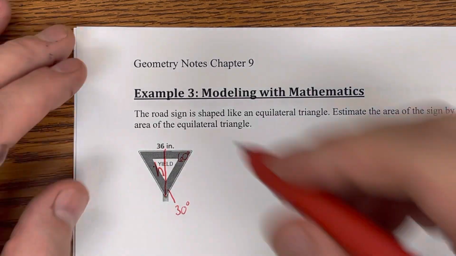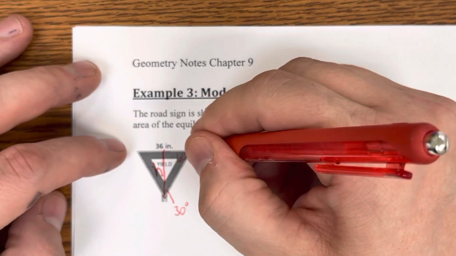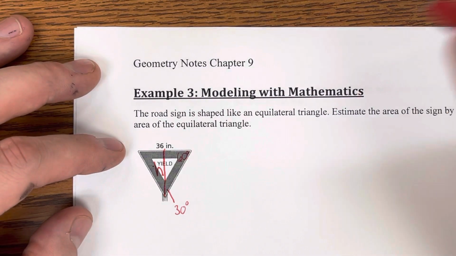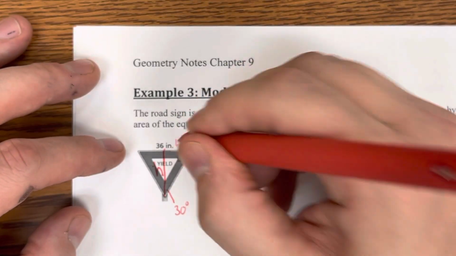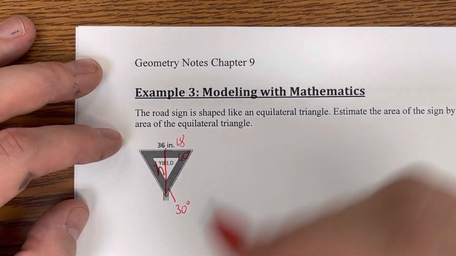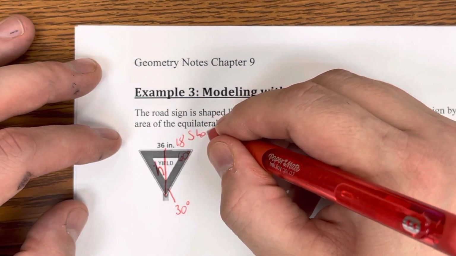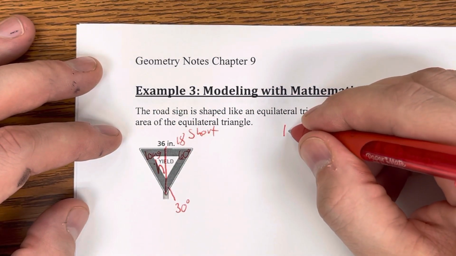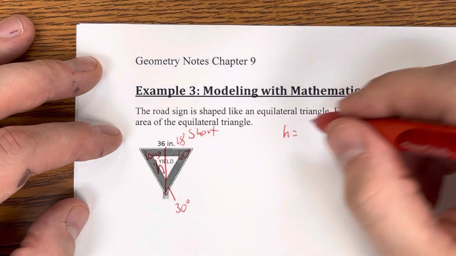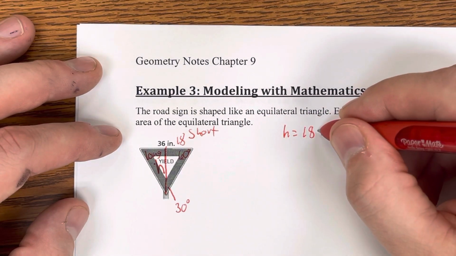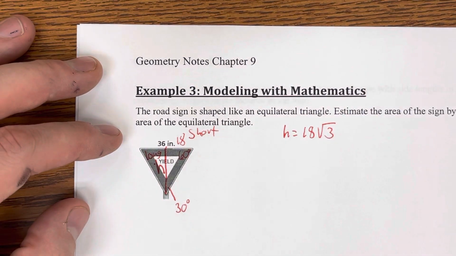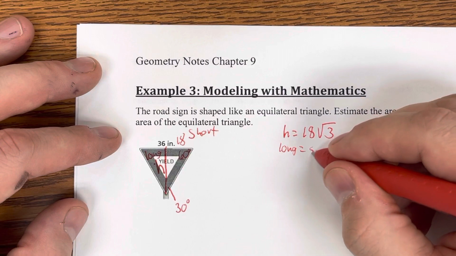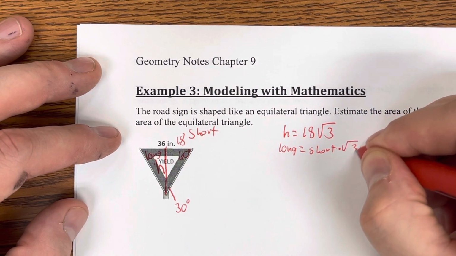So for us to find that height, I had to break this in half so I can find the length of the short leg. So 36 divided by 2 is 18. All right, so now I know that is 18. So that's the short leg. The h is the long leg. So the long leg, h, is equal to the short leg, 18 times the square root of 3. Okay, the way I got that, long equals short times the square root of 3. We got to memorize that formula.